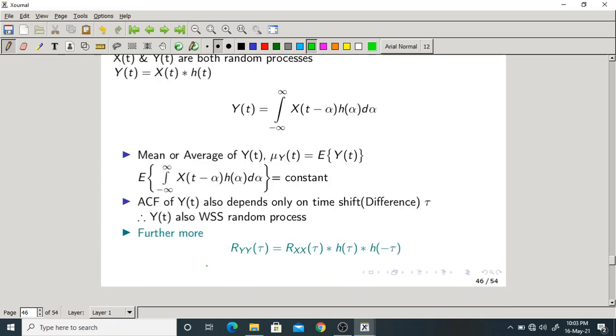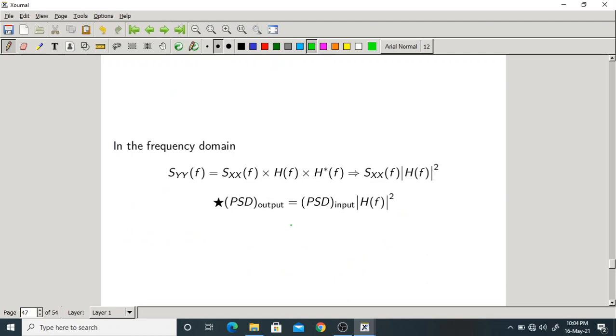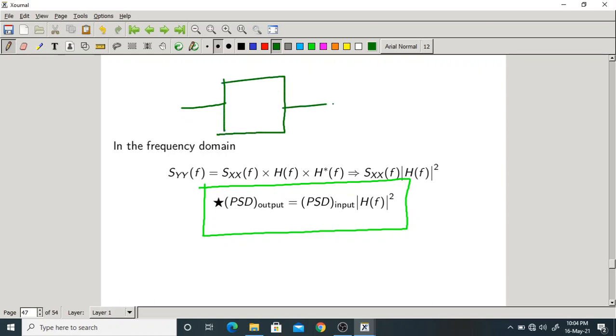Furthermore, the ACF of the output is the ACF of the input convolved with h of tau, convolved with h of minus tau. This is very important. Finally, the output PSD equals the input PSD times the magnitude of H of f whole square. What is H of f? If you remember, we have a system with impulse response h of t. If you take the Fourier transform of this, you get H of f. We call it the transfer function or frequency response of the system. So please remember the mod whole square.